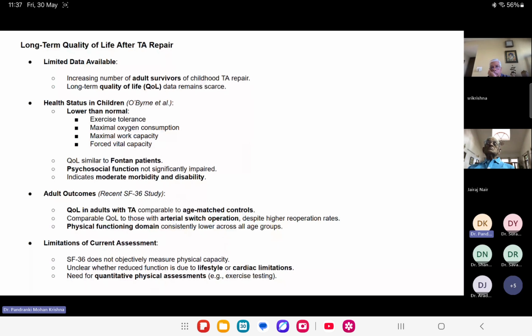Physical functioning domain is consistently lower across all age groups. Limitations of current assessment are that physical capacity is not objectively measured and it is unclear whether reduced function is due to lifestyle or cardiac limitations. Need for quantitative physical assessments has to be done.